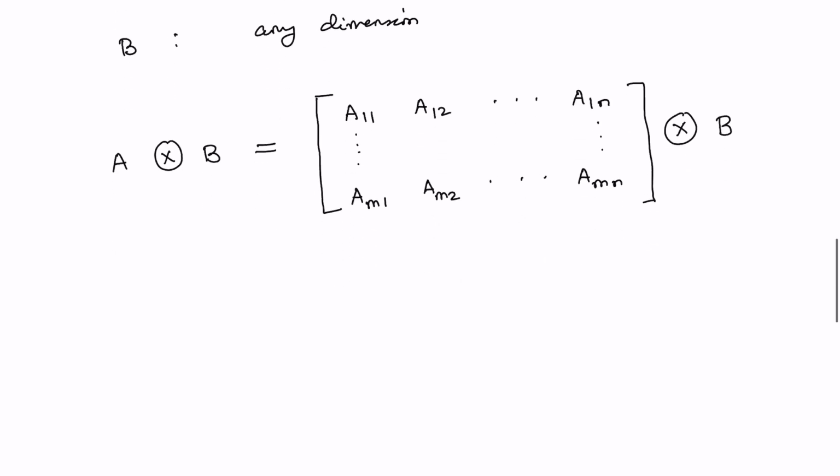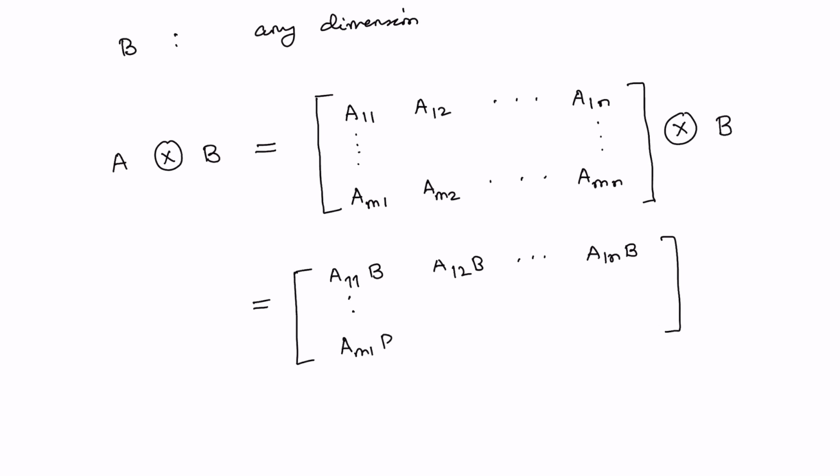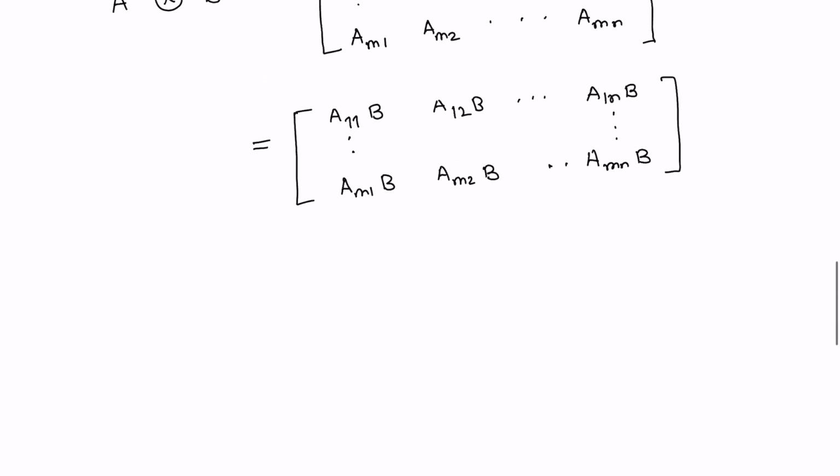And now how is it defined? What you have to do is multiply each element in the matrix A by the matrix B here. Each element is multiplied by matrix B, say A11B, A12B, A1nB, and similarly Am1B, Am2B, and the final element AmnB, and so on. Okay, now let us actually do some examples to understand it further.